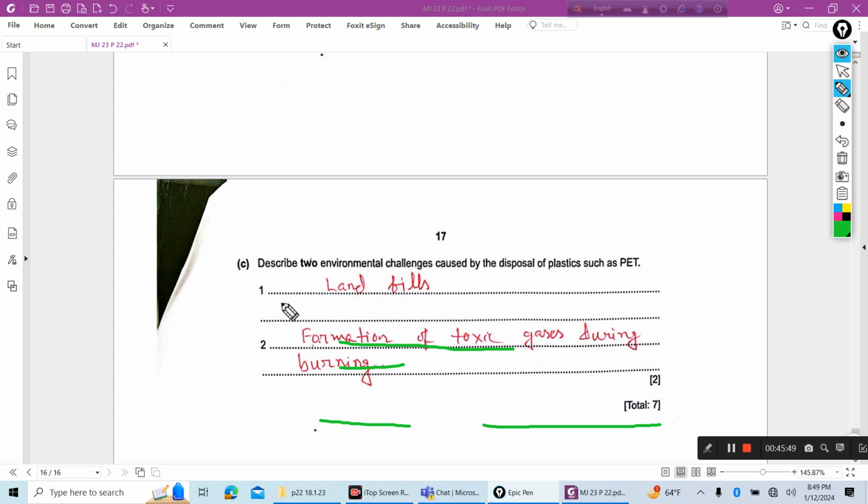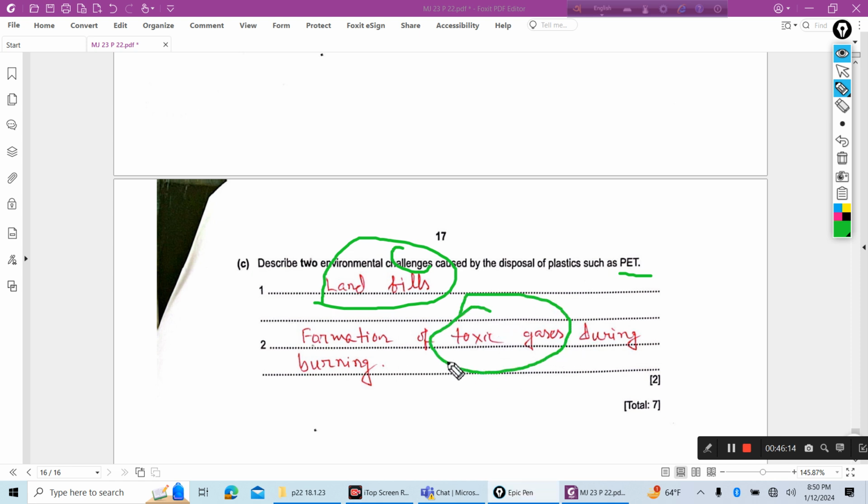Now, number C, describe two environmental challenges caused by the disposal of plastic, say PET. Environmental problems: the landfills. It fills the land, occupies land. And if you burn it, it produces toxic gases or harmful gases. Formation of toxic gases during burning. If you burn, toxic gases are produced, and it also occupies land. That means landfills.